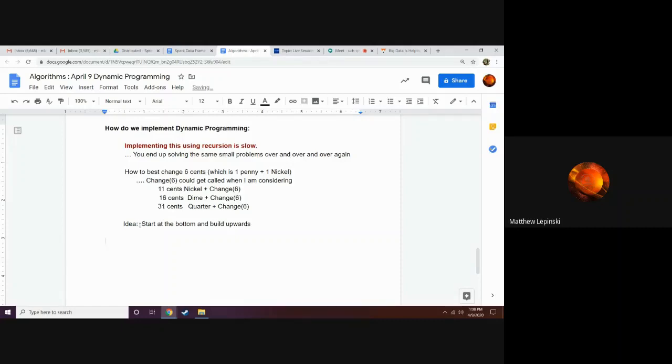So let's see, change 0. Basically, create an array list, or a list, create an array, whatever data structure you want. But you want to create an array that keeps track of the answers you've already computed.